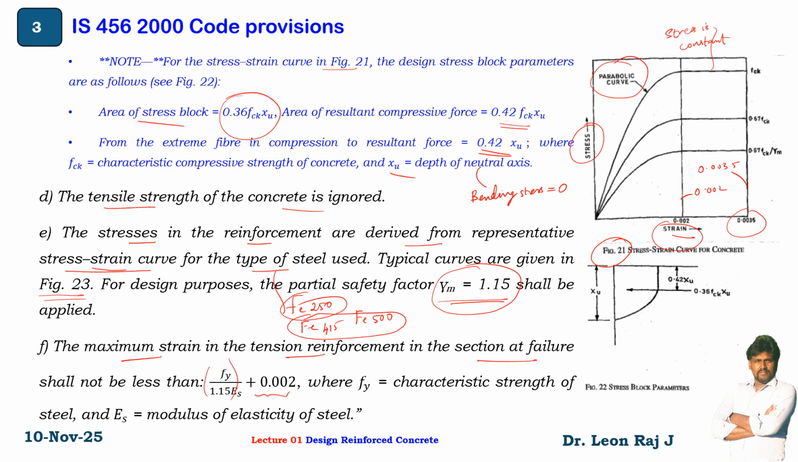That is the reason 0.002 is added, and also we don't have any definite yield stress for Fe 415 and Fe 500. In that case we fix the yield point, covering before yield point and after yield point, all the cases. So this maximum strain comes after the yield stress. That's why fy by Es, divided by the partial safety factor, plus 0.002 is the strain. fy is the characteristic strength and Es is the modulus of elasticity of steel.